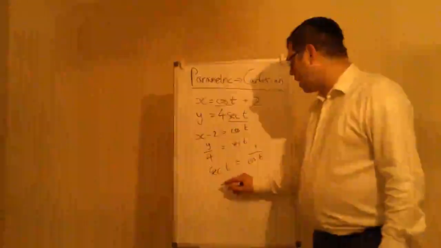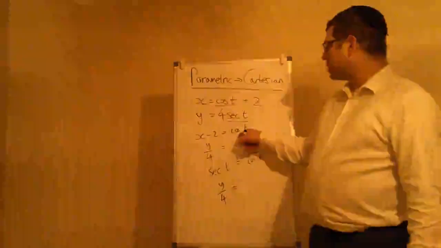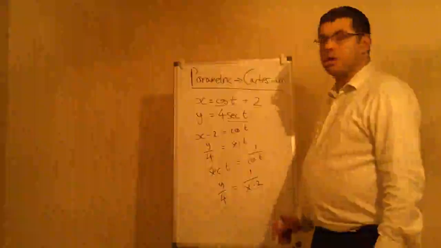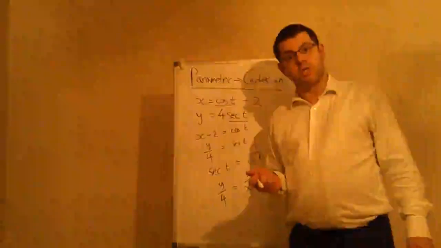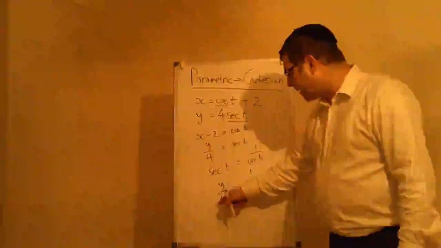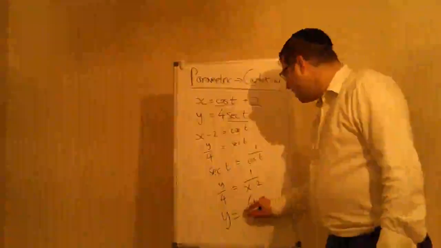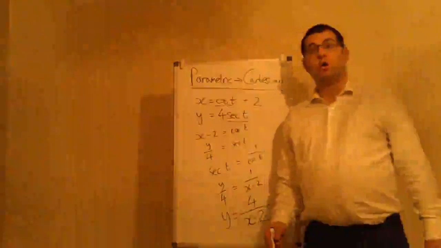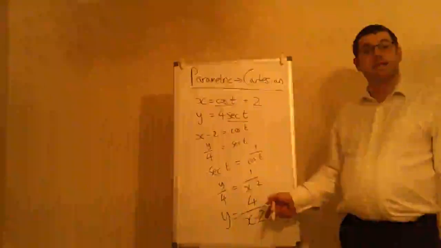So sec t is y over 4, so let's put y over 4 for sec. 1 over cos t would be 1 over x minus 2. And if the exam question requires you to make y the subject, which in a problem like this it probably would, since it's not so difficult, you'll then multiply up the 4, and the final answer would be y is 4 divided by x minus 2, which means that effectively these parametric equations form a reciprocal graph.